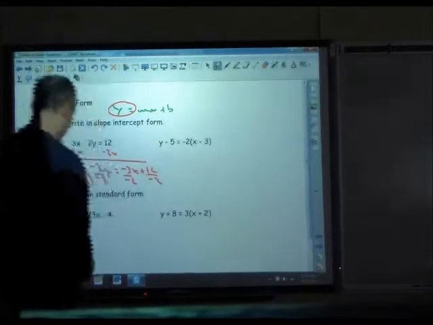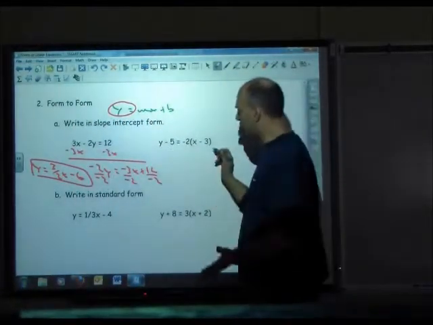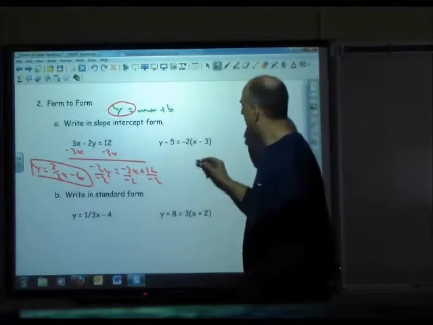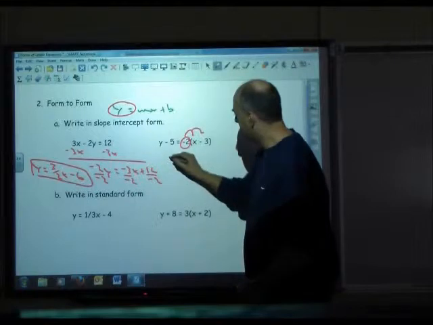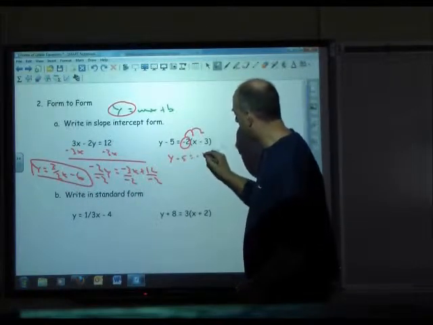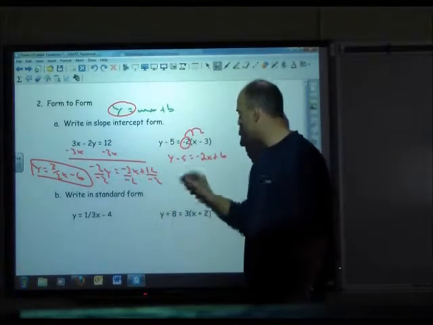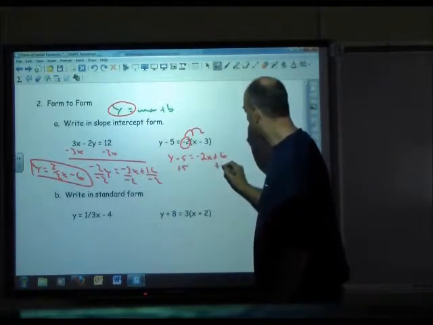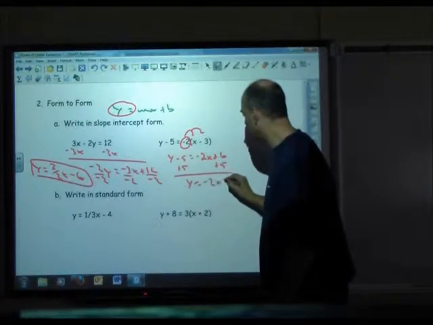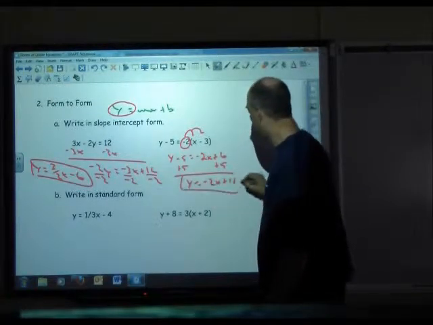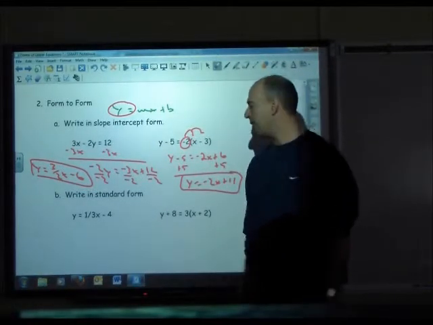Now if you notice the next one, it's actually in point-slope form. Okay? And I want to get it into slope-intercept form again. Got to get y by itself. Point-slope form is not a reduced form, so we're going to have to do a little distributing here to clean this up. So y -5 equals -2x positive 6. And then to get y by itself, simply add 5. And I will have y equals -2x positive 11. And slope-intercept form is not that bad to get because you just got to get y by itself.